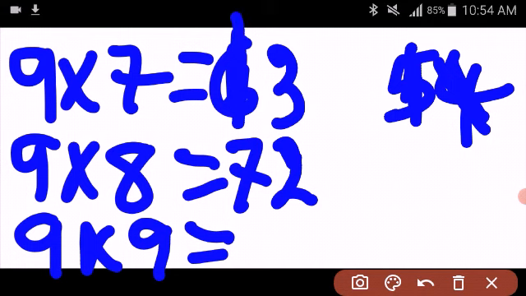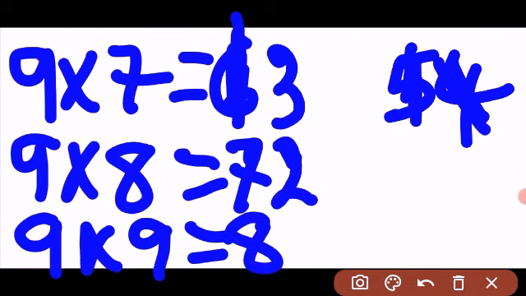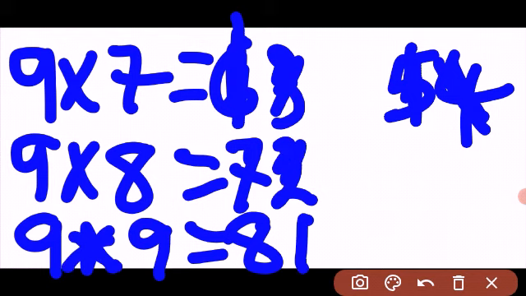9 times 9. Now, we counted from this line here. Okay, we counted 1, 2, 3, 4, 5, 6, 7, and 8. Now, downwards, we counted 9, 8, 7, 6, 5, 4, 3, 2, and 1. 9 times 9 is what? 81. You see it? Okay. Now, the last number was what?